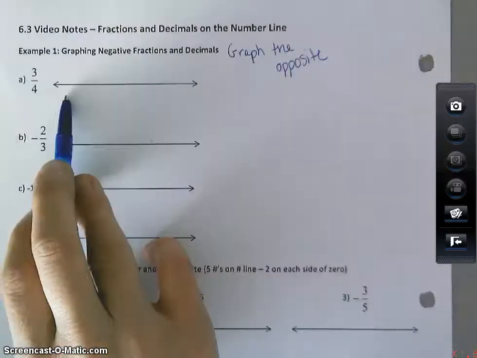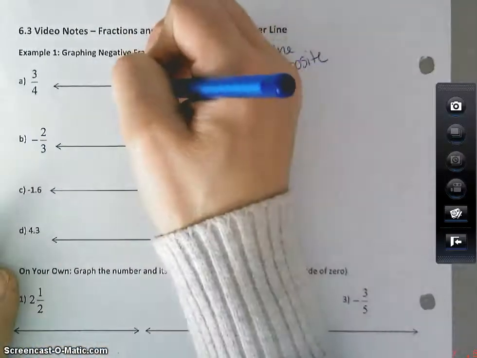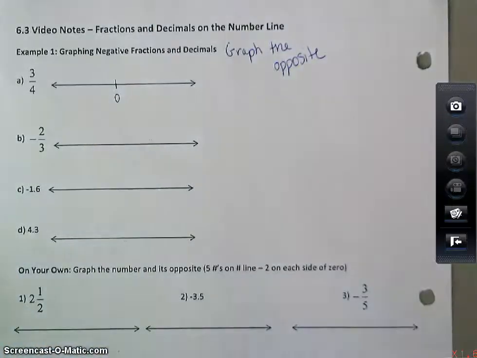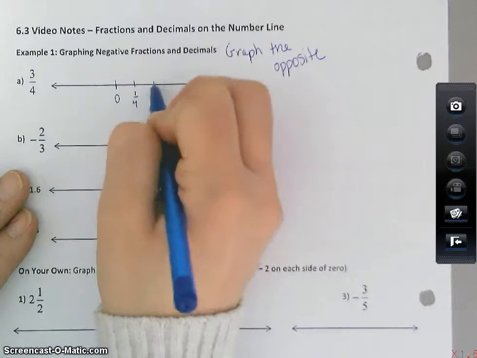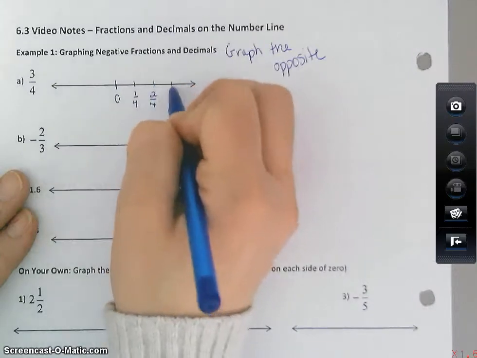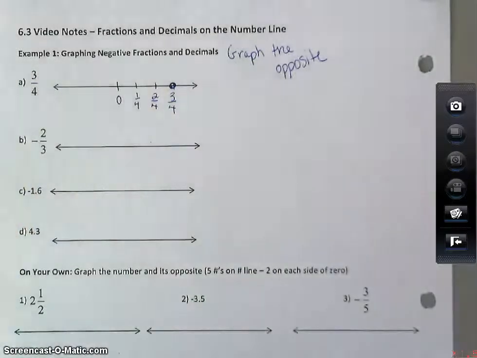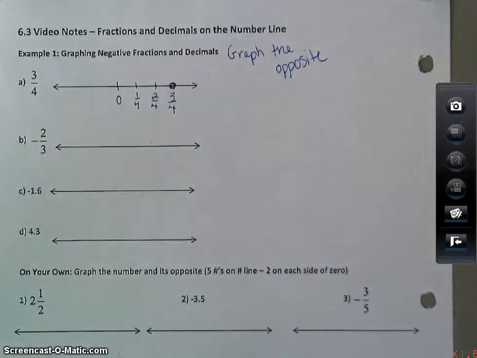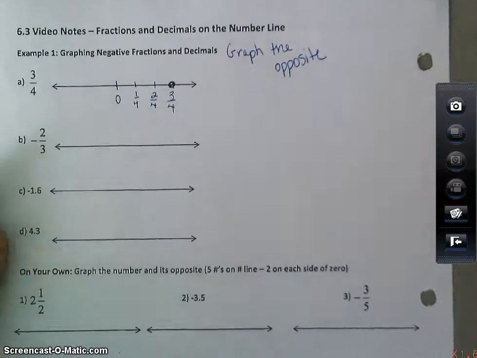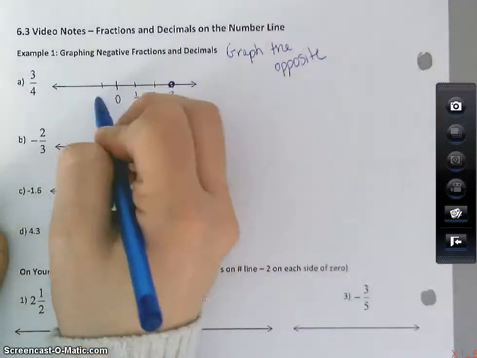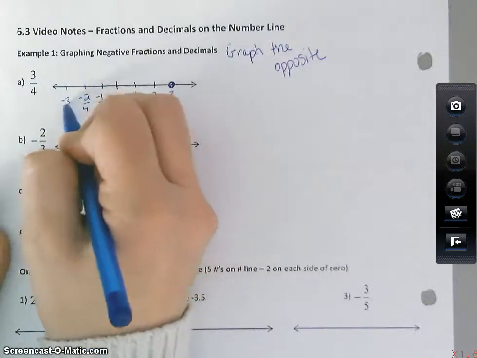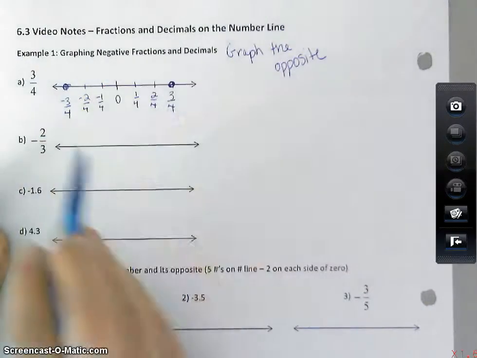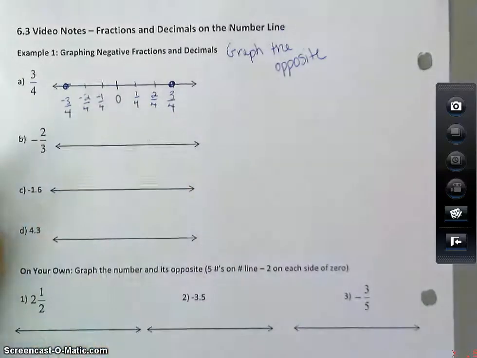So if I'm looking at 3/4, okay, well, I know that I can start at 0 and I can count by fourths. So I can have 1/4, 2/4, and 3/4. And then I can put my dot on the line for 3/4. Well, the opposite of 3/4 is just the same distance, just on the other side of 0. So if I'm looking at the opposite, I need to go to this side, -1/4, -2/4, and -3/4. So there is the opposite and the integer graphed on the same number line.